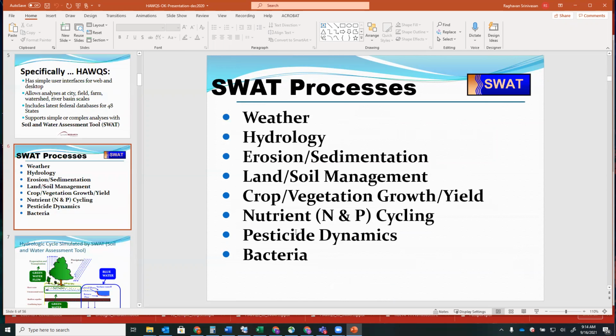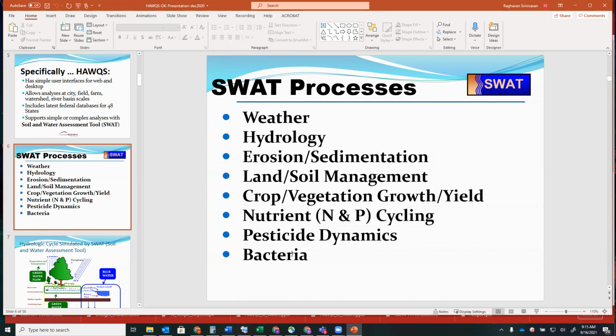For those who are not familiar with SWAT, I'm going to spend 2 slides. I won't do it justice by talking about SWAT in 2 slides, but I want you to be aware. SWAT is driven by weather and has comprehensive hydrological processes that include erosion and sedimentation, erosion from the landscape, sedimentation in the channels, land and soil water management, crop and vegetation. There are very few models in the world that have crop growth as an integral part of the watershed or water quality model. SWAT is one of them. And it has detailed nitrogen and phosphorus cycling, pesticides, and bacteria as the various processes.